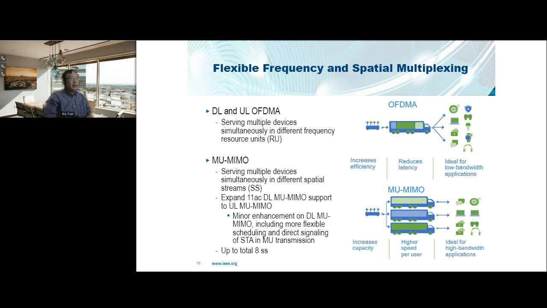By the way, with MU-MIMO, generally you can transmit to a lot of stations simultaneously in the spatial domain. Okay. MU-MIMO needs to be set up and needs sounding, so generally it's good for high bandwidth applications. Okay. In 11ax, we still support up to 8 spatial streams.